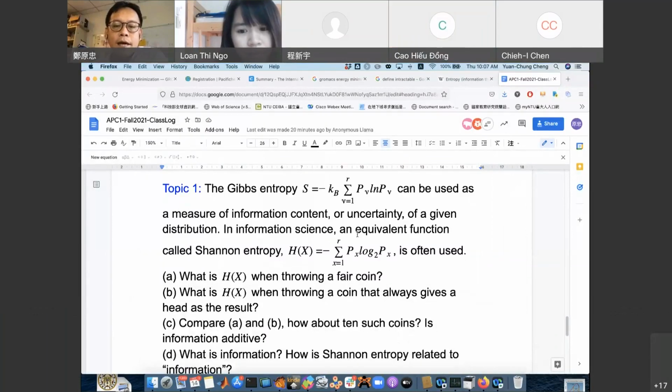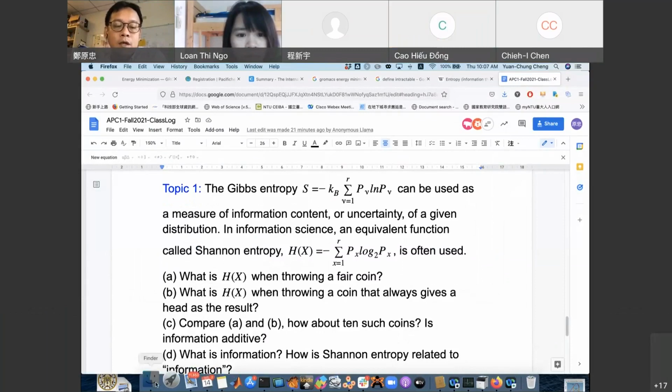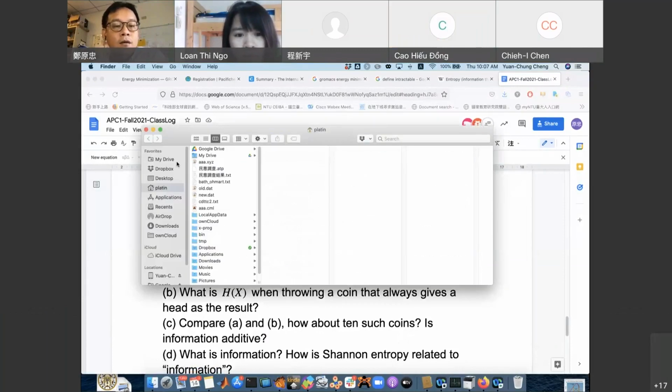So on our class log, I actually post a discussion question on the relationship between Gibbs entropy and the Shannon entropy. I think this will become a homework question in our next homework that should be given next week.